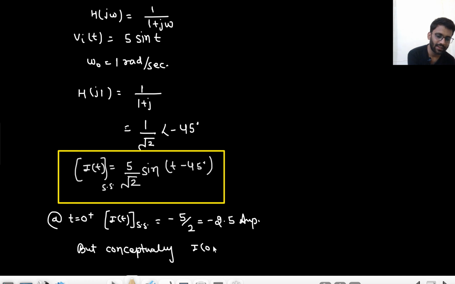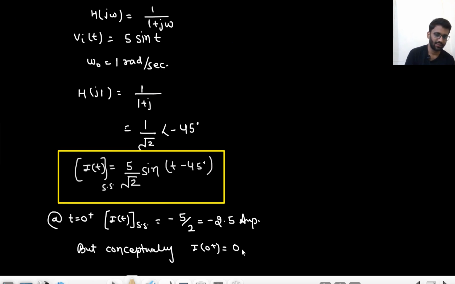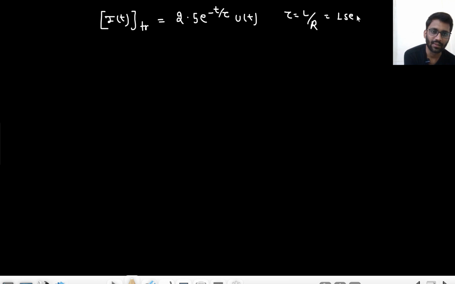Conceptually, what should be the current at t equals 0? An inductor doesn't have a current initially, so 0 ampere, right? So there has to be some transient. So what will be your i(t) transient? That would be 2.5 e to the power minus t upon tau u(t), right? Where tau is L by R, that means 1 second.